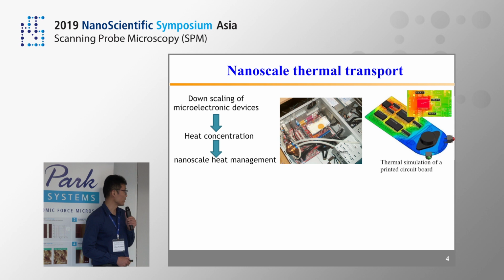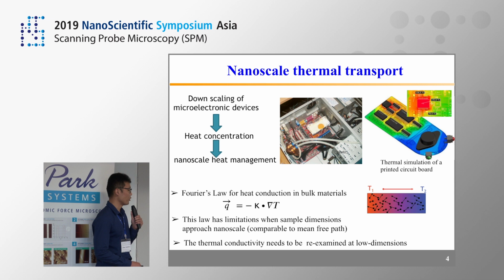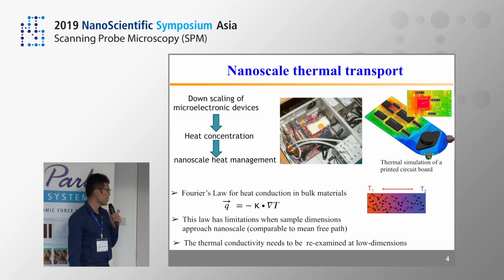For bulk materials, Fourier's law has been widely used for heat conduction, which is put in this formula, where the heat flux is proportional to the thermal conductivity and the temperature gradient. While this law shows some violation in low dimensions, at the scale where the dimension is comparable to the phonon mean free path. Thus, in low dimensions, the thermal conductivity needs to be re-examined.